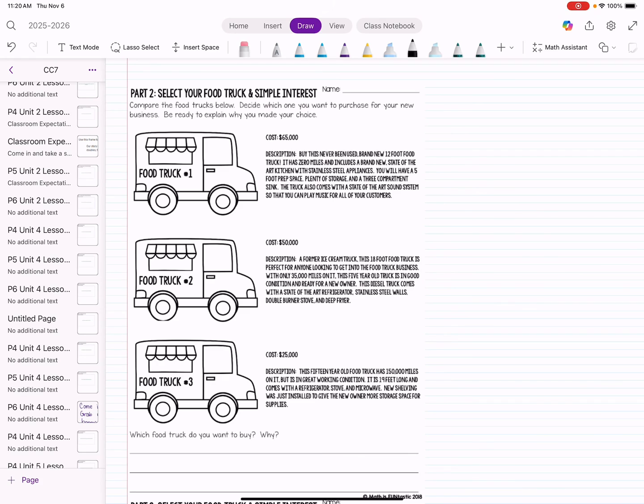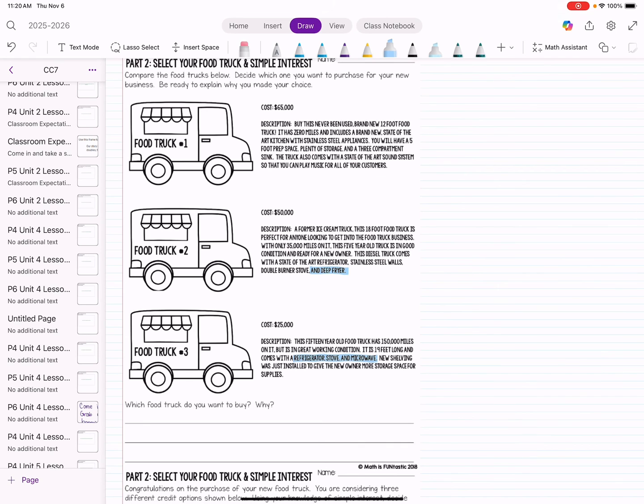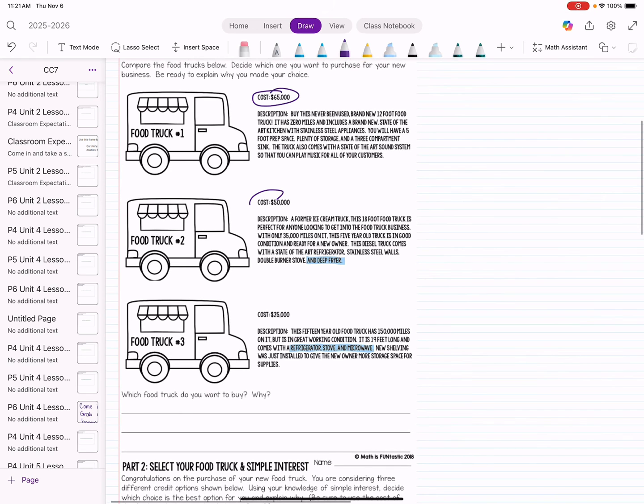So for example, let's say food truck number 2, they have a state-of-the-art refrigerator, stainless steel walls, double burner, and deep fryer. So maybe if I'm making something deep fried, that sounds like a good idea to go with that kind of truck. Or if I want something that just has a refrigerator, stove, and microwave, maybe the third option would be better because it has all of that stuff. It really just depends on what you are making. You're going to choose one of these trucks and then write why you are choosing it. So once you choose what truck you want, each of these trucks has a cost, right?